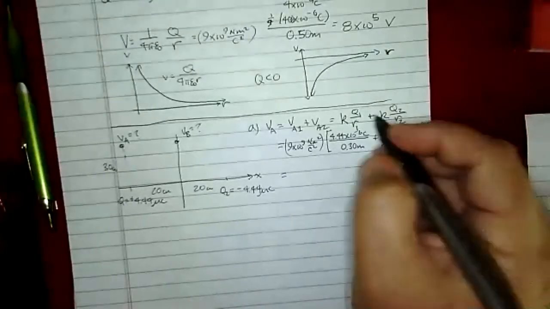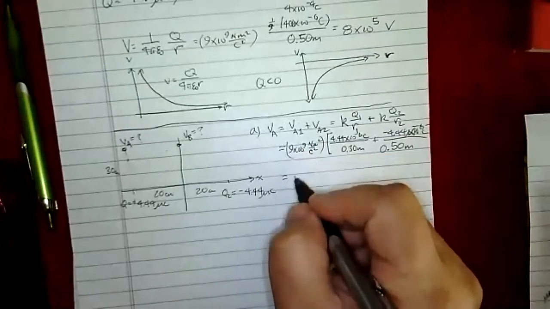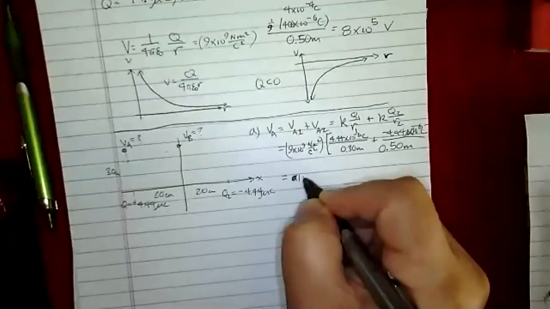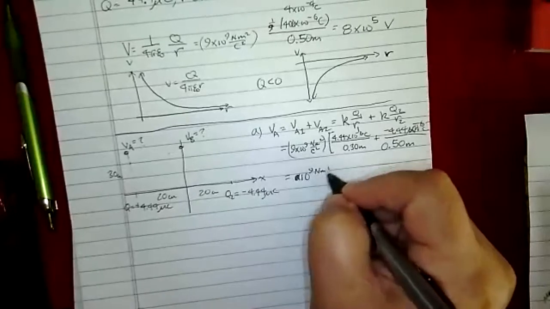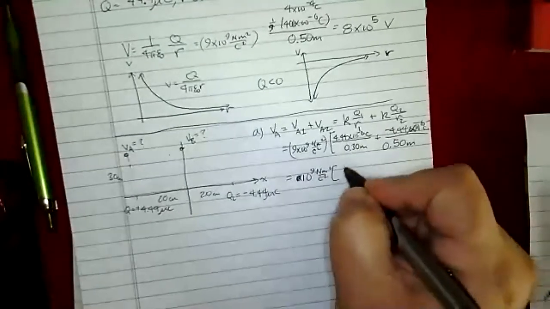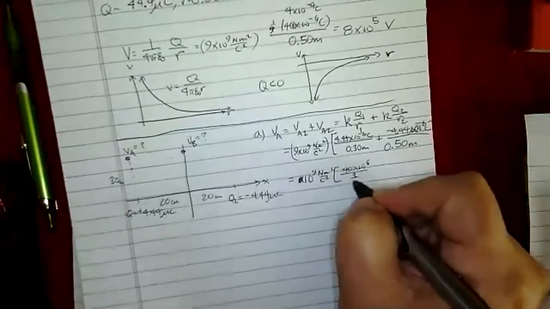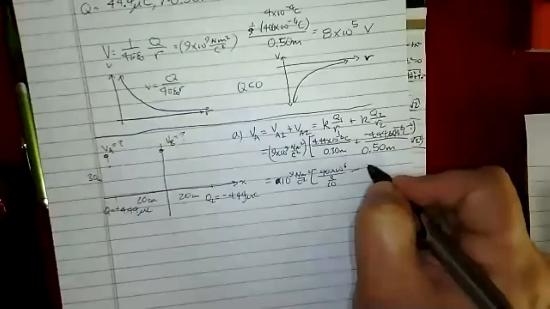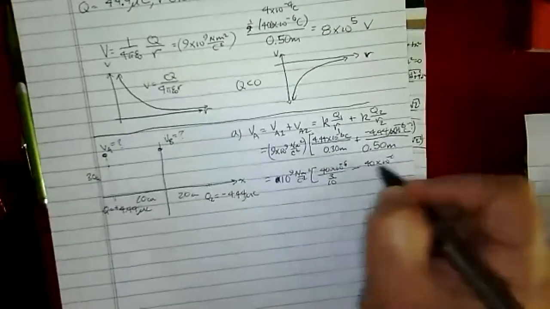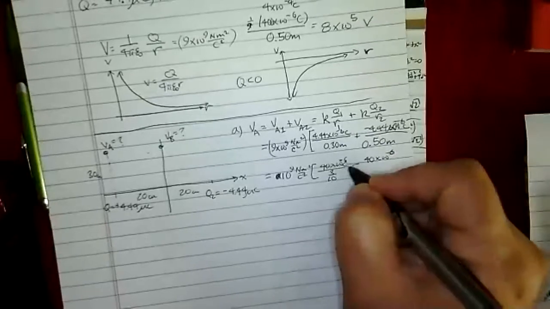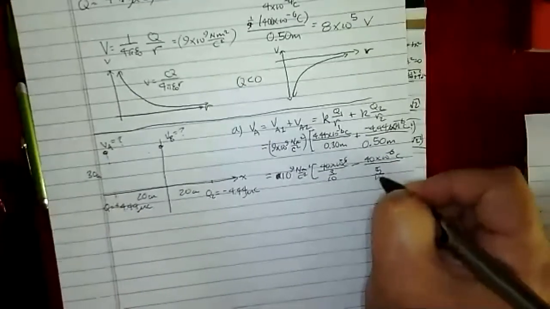But this is now 40 times 1/9. So the 1/9 cancels out with the 9, leaving times 10 to the 9th. I'll just write it as 10 to the 9th Newton meter squared per Coulomb squared times 40 times 10 to the negative 6 coulombs over 3/10, minus 40 times 10 to the negative 6 coulombs. Got a negative over here. All right, forgot to write it clearly. And this is 5/10 of a meter.